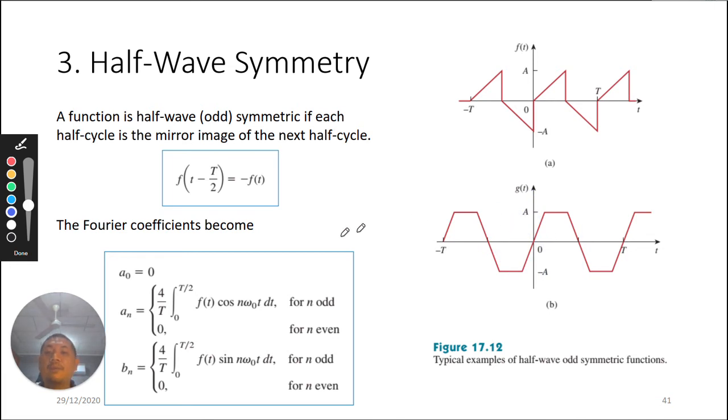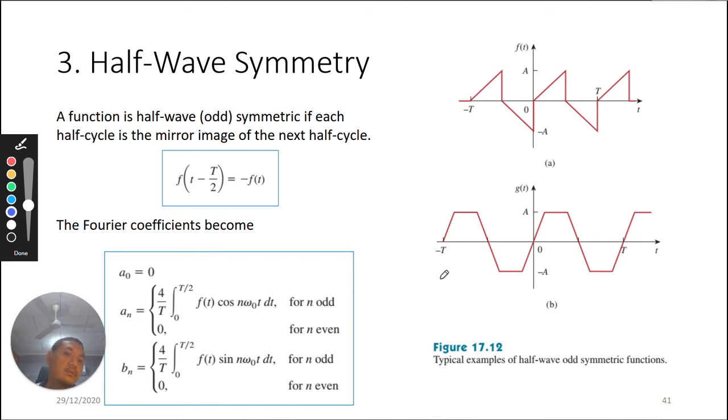So for half wave symmetry, you can simply assume a0 is 0. You still have to calculate an and bn, but no need to calculate for even n. And same thing for the integration, from 0 to T over 2. All right.